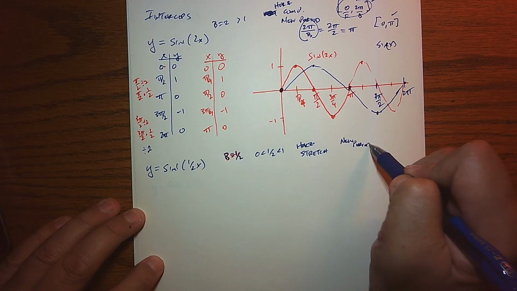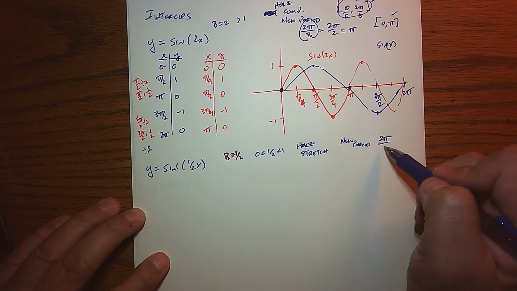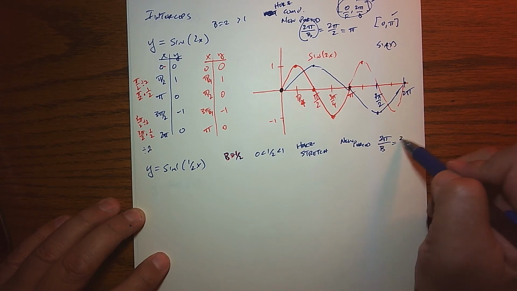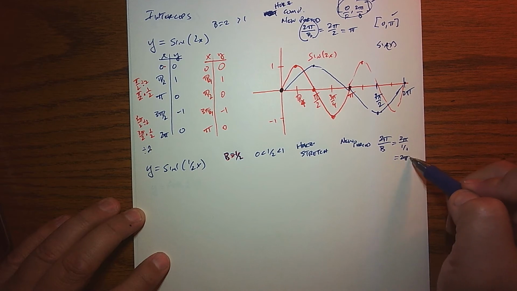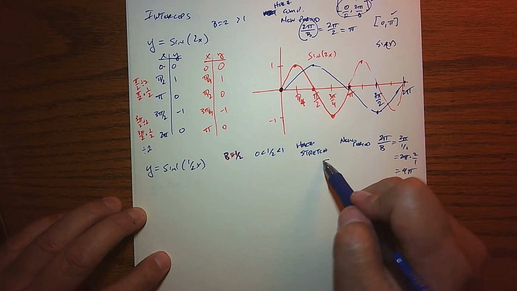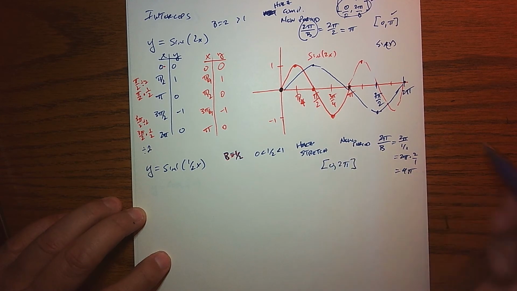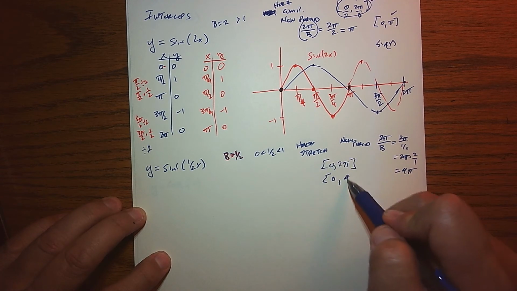The new period is 2 pi divided by b. In this case, this is 2 pi divided by 1/2. Of course, if I divide by a fraction, I multiply by its reciprocal, so we get 4 pi. So what used to happen over 0 to 2 pi is now happening from 0 to 4 pi.